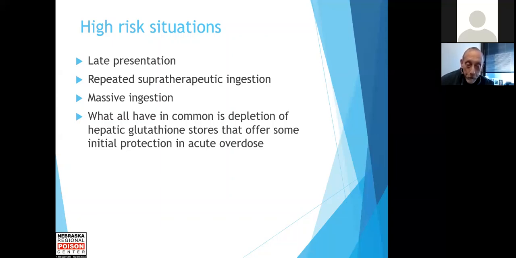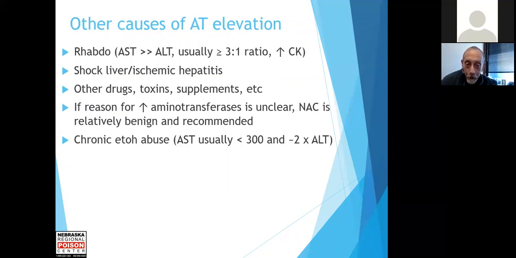What do they have in common? They've all depleted their liver stores of glutathione. That's the thing that's protecting them. The glutathione that detoxifies the toxic metabolite. And of course, the late presenting patients, they're presenting long after they've depleted those stores. So they get started, typically early, before you even get back their acetaminophen level. If you know that they're presenting 12, 15, 18 hours out.